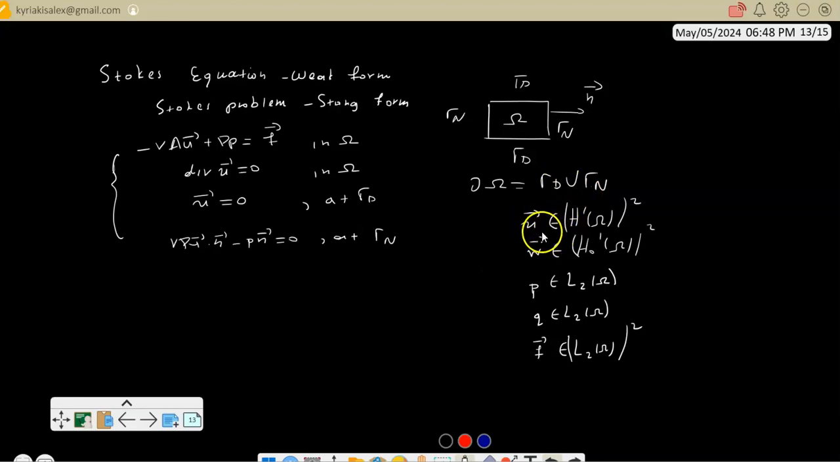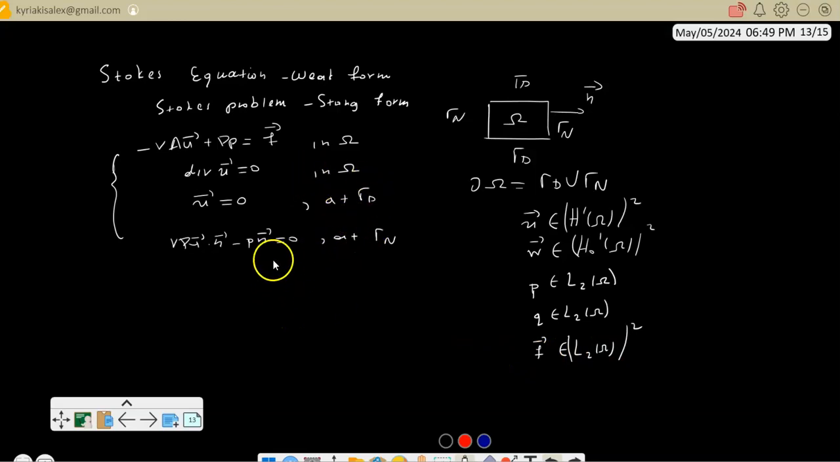u is the velocity field, and it belongs to the vector valued H1 Sobolev space. w is the test function for the velocity field. It's H01 of omega, which means it's the vector Sobolev space. p is the pressure, in L2, which belongs to the space of square integrable functions. q is also a test function that corresponds to the pressure and belongs to L2. And f is the source term, which is a vector valued function and belongs to the vector valued L2 space.